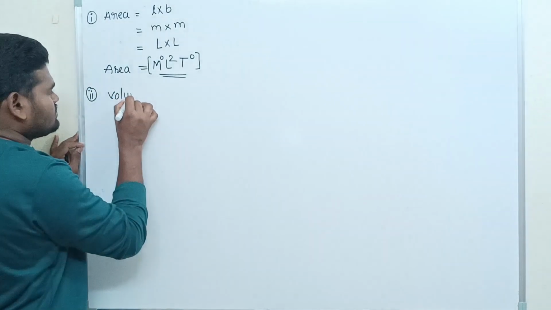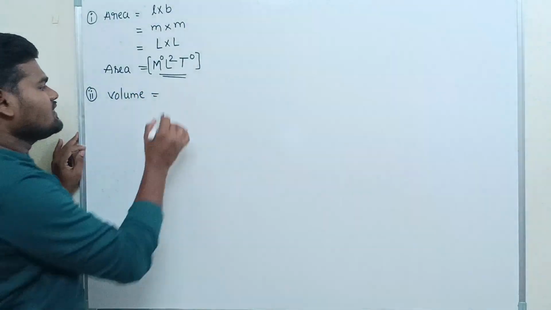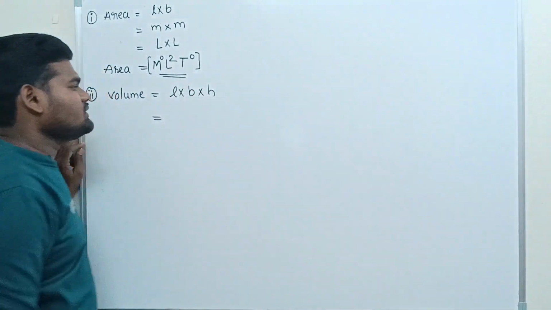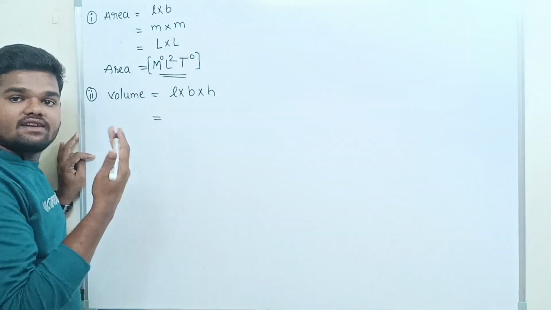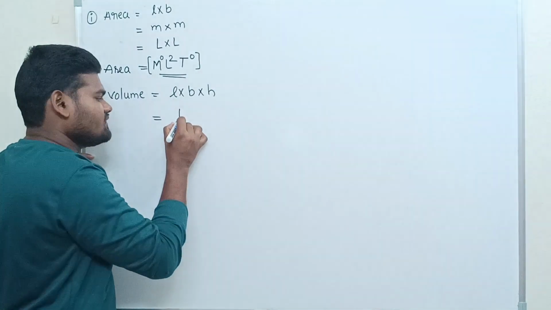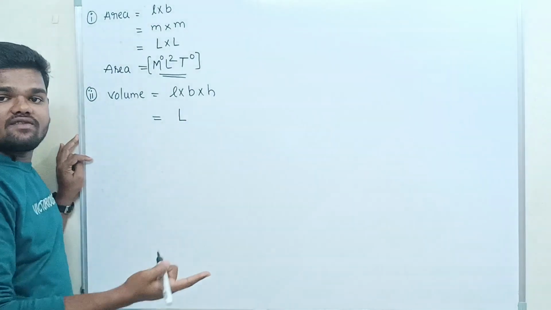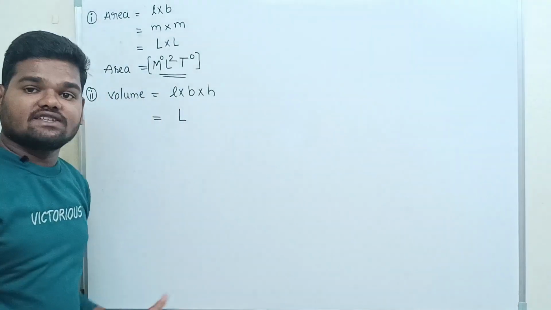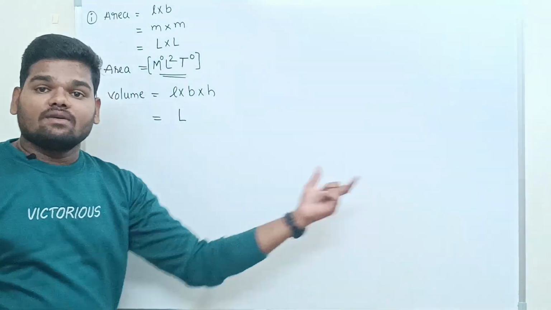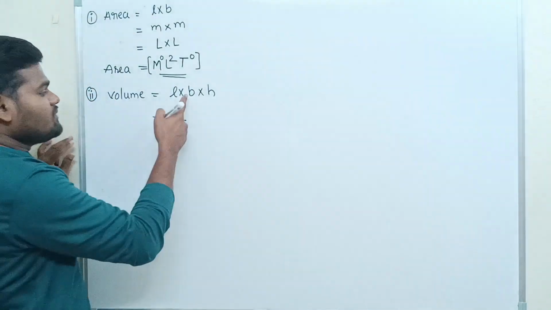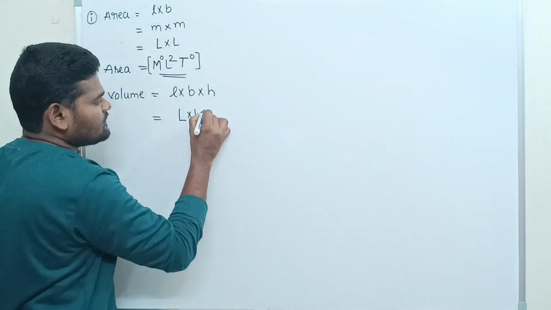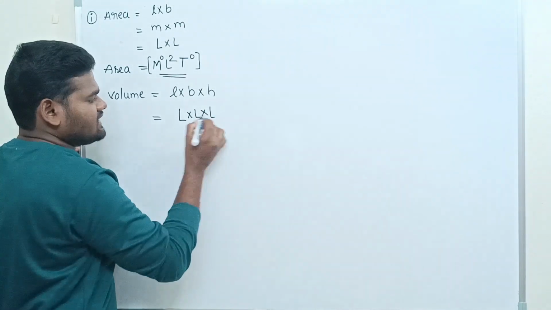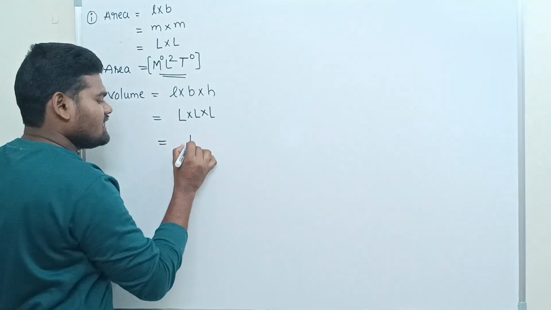Second one, volume. What is the formula for volume? Length into breadth into height. Length is nothing but L. Breadth is also nothing but length. See, this is the breadth of the board, measured in 2 meters, 3 meters like that. Meter is nothing but length, so the dimensional formula is again L. Height is also measured in meters, so it is also length. L into L into L, that is L cube.